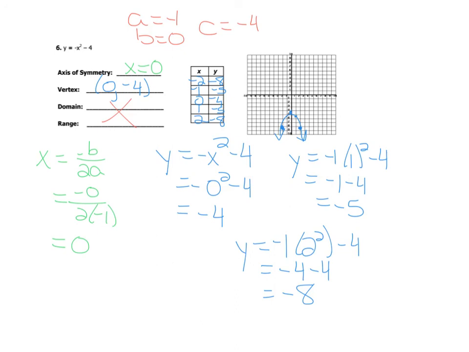Alright, for this last one, I got an axis of symmetry of x equals 0. That's the y-axis, so this one is centered on the y-axis. 0, negative 4 is what I got for the vertex. I plugged in 1 and 2, got negative 5, negative 8. I reversed that to get the symmetrical part, and my parabola is pointing down, which it should be since A is negative 1. Okay? If you have any questions, ask, and do your practice, and then we'll go on from here.